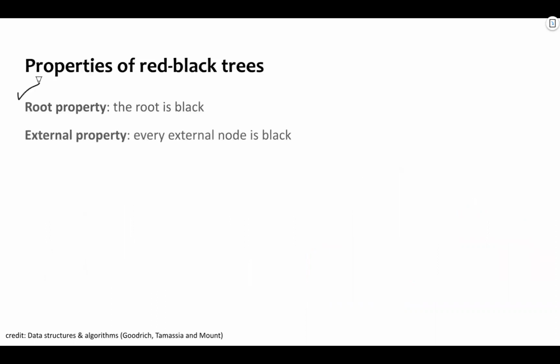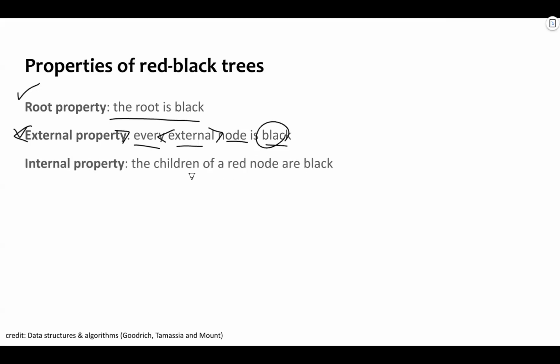So the first property was the root property, where the root should be black. And the external property signifies that every external node is black. I defined the term external or internal nodes quite vaguely in the previous slide. However, in the next slide, I'm going to define external and internal nodes explicitly. Anyway, external nodes should always be black. That is the second property.